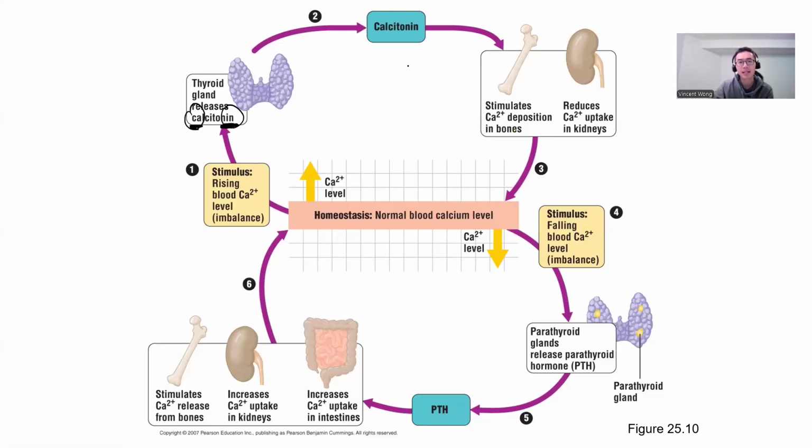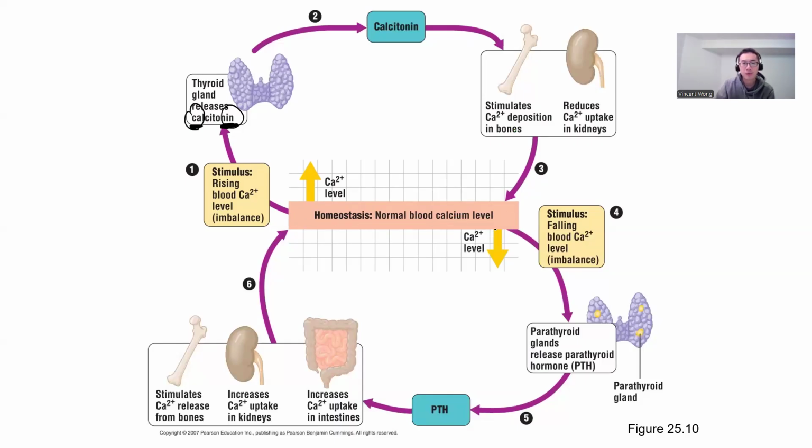And at the same time, the calcitonin will go to the kidneys and it will reduce the calcium uptake in kidneys. In other words, we are going to decrease the reabsorption of calcium. Just leave it in the filtrate, okay? Let it go out in the pee. We don't have to absorb it back. We don't need it. We have enough already. So these actions will bring the calcium level back to normal.